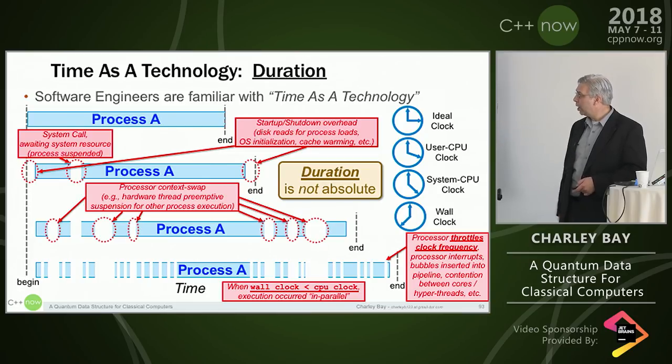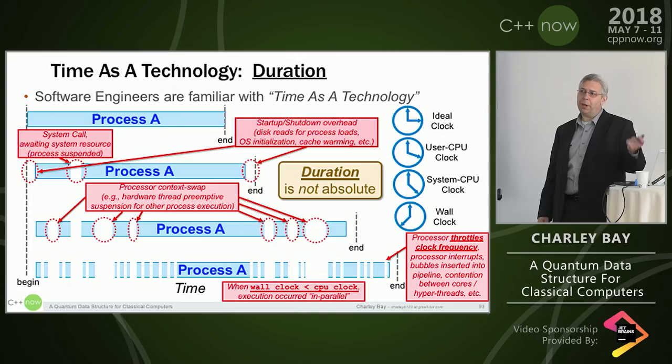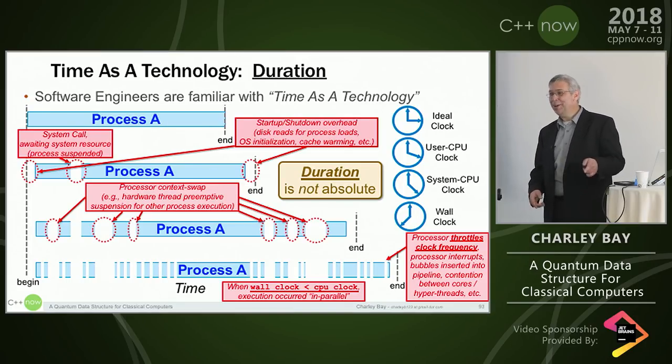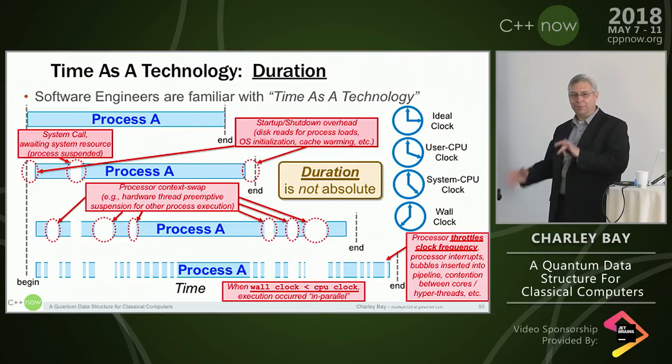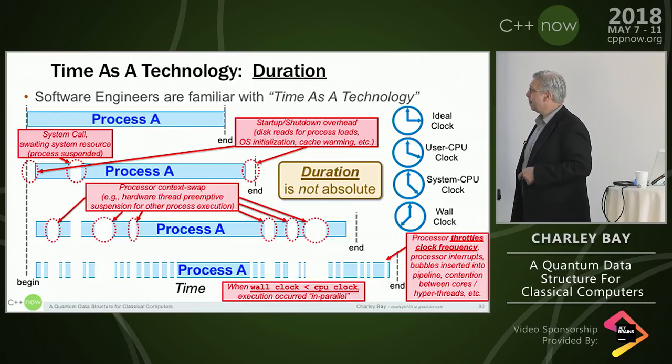So wall clock can be less than CPU clock. That's weird. But we now know that's because things ran in parallel. No, I ran it single-threaded. Well, yeah, you ran it single-threaded, but it ran multiple instructions in parallel while you ran, so the CPU can do weird things. So we're totally comfortable with this. Duration is not fixed. In the land of physics, it's not fixed, but we know it's not fixed.